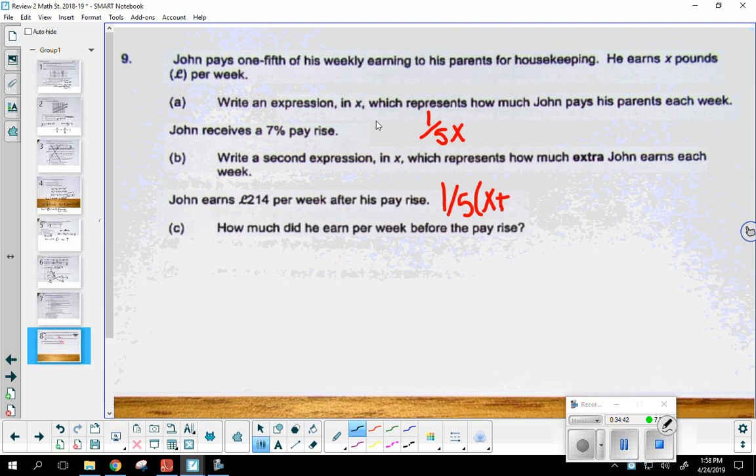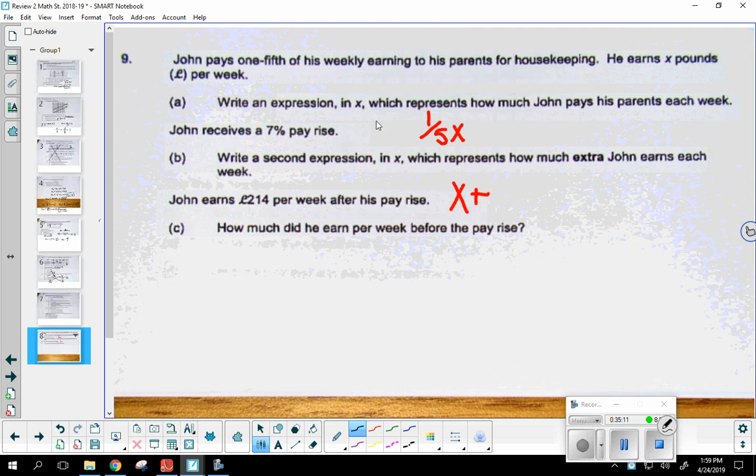Now, this one, I don't think would include the 1/5, because this one just says how much extra he earns each week, regardless of the fact that he's going to give 1/5 of it to his parents. I just wrote it out as basically x plus 0.07x. But you don't multiply 0.07? Oh, x. Yes. And then you can combine those to be 1.07x. Does that make sense? No?